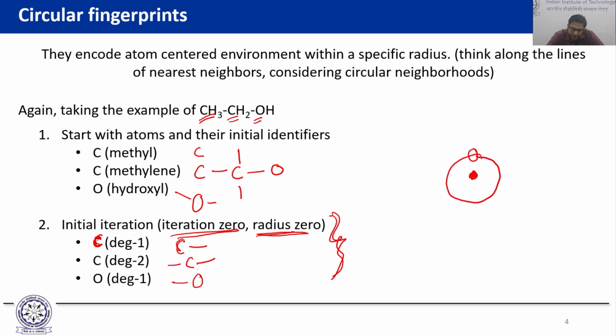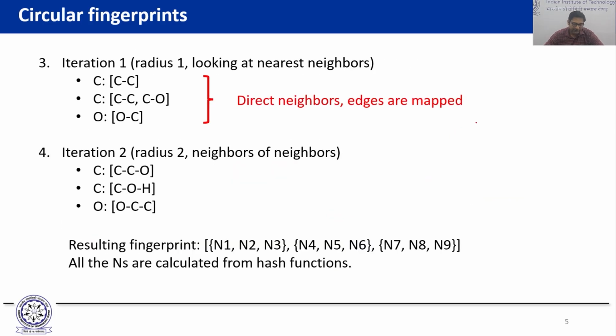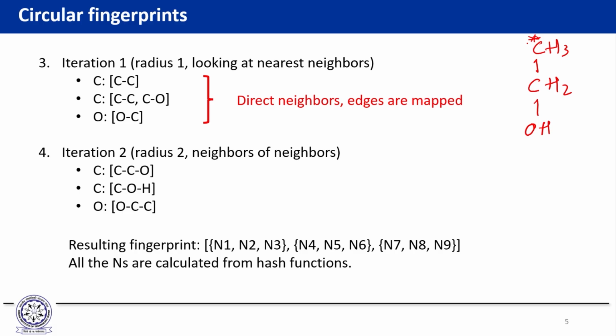And here what we will do is look at our nearest neighbor. After that, we have a circle of radius 2, where we will start looking at the second nearest neighbor. So our first iteration is going to be a circle of radius 1. If I now think of my ethanol molecule as being written something like this, and I take this atom as my reference, and I make my circle of radius 1, then this atom only has one other atom in its neighborhood, which is connected by a single bond. So I am just going to write this as Cc.